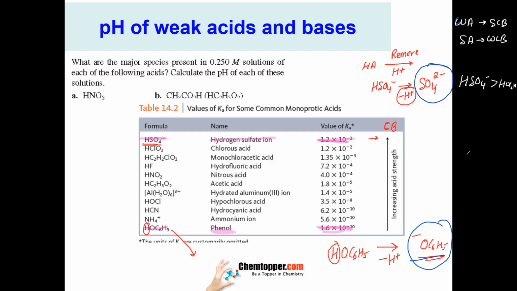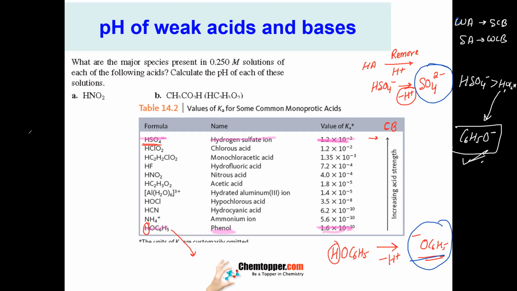Which conjugate base is stronger? Of the weak, this one. That is C6H5O minus. We can write it like this, or whichever way you have written. You've understood this? So you can compare the Ka values. You can decide their strength from the Ka values, and from the strength of the acids, we can compare the strength of the conjugate bases.